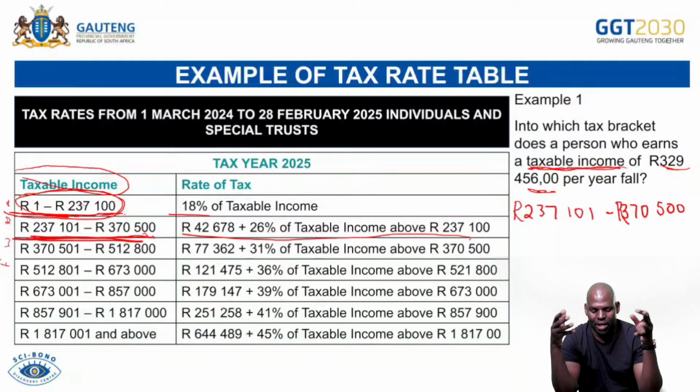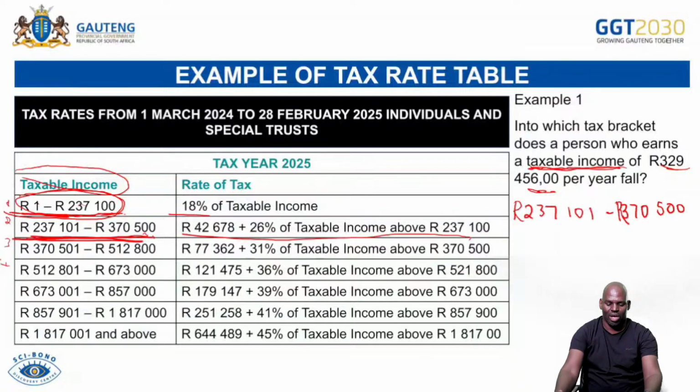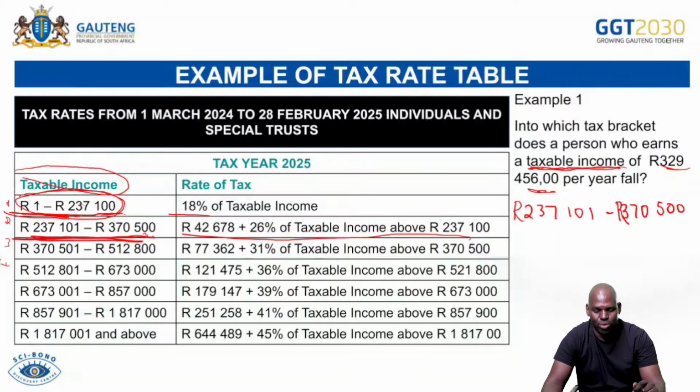If I was an examiner in this case, I would still give a mark for someone who will say tax bracket number 2, because it means you will be counting the tax brackets. Tax bracket number 1, 2, 3, 4, 5. Then you will just say tax bracket number 2, even though the numbers are not indicated there. So this is how you answer it.